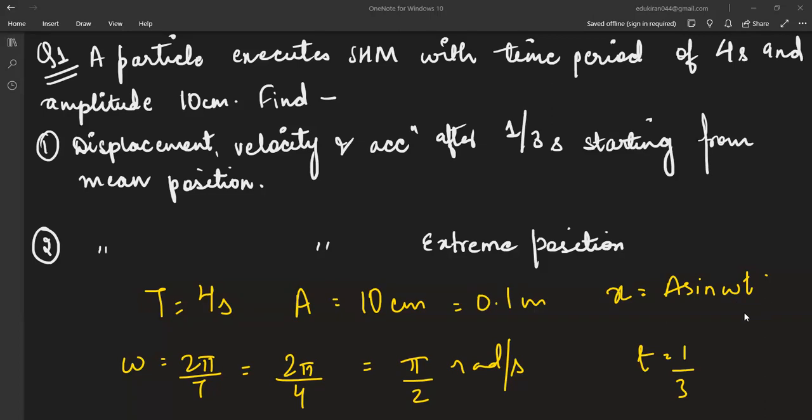So this would be the displacement that would be covered by it. Also, start with sine. If we are talking about extreme position, then you have to start with cos. So you can repeat the same question if you're starting with cos. Then you will see, because of cos, the values will be different. Understood? Okay, ma'am.